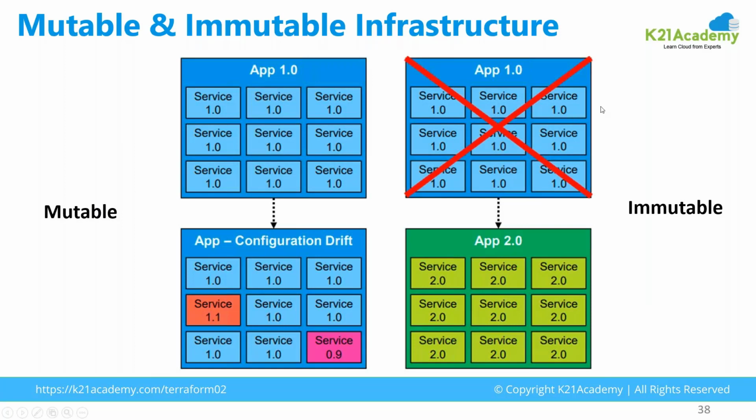So here is another classic example which you can see, that my app is 1.0. Here you can see some of the services I have updated to 1.1. Some I have downgraded as well, maybe because of compatibility. So I can see the configuration drift is there. All are not at the same place. With time this happens. I have applied some patches to something or so. But in the immutable case, I have just decommissioned it and created one with app 2.0. So everything remains intact at the same level.